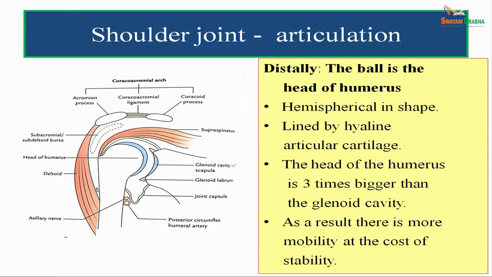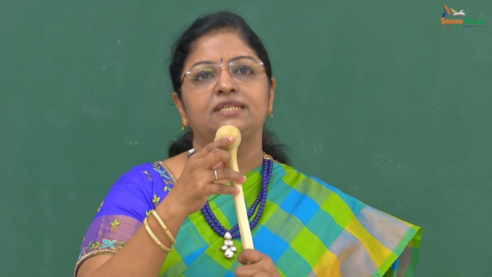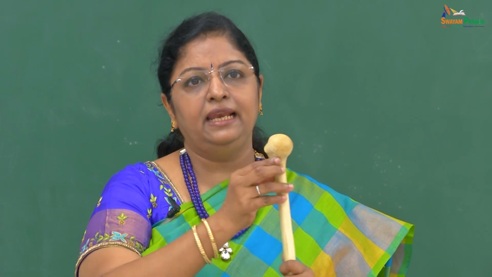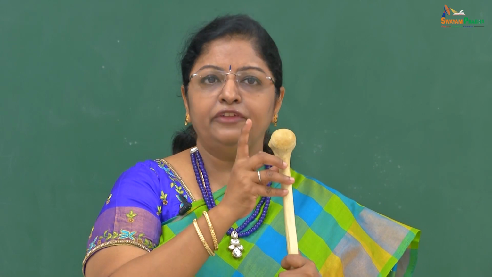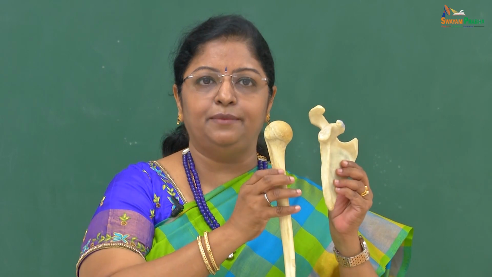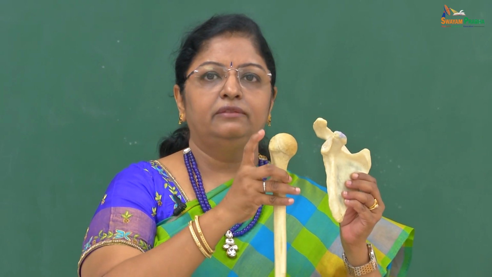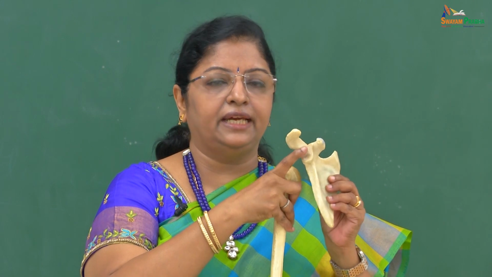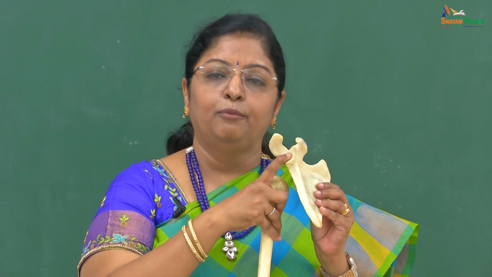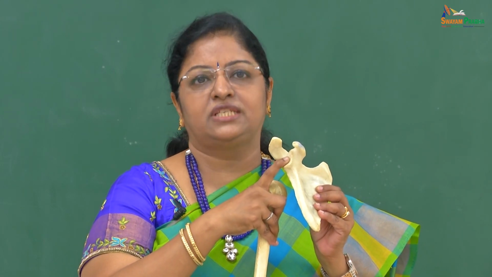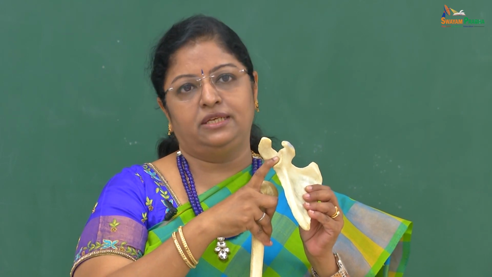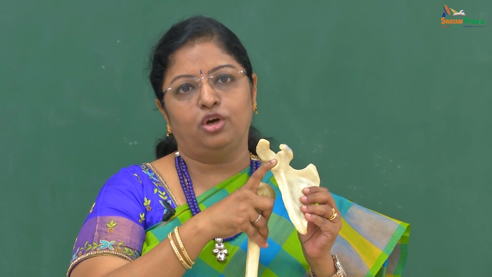Coming to the distal articulating surface, it is the ball, which is nothing but the hemispherical head of the humerus. It is also lined by hyaline articular cartilage. If you compare the head of the humerus with the glenoid cavity, it is roughly 3 times the size of the glenoid cavity. The head of the humerus is 3 times bigger than the glenoid cavity. As a result, the shoulder joint offers more mobility but at the expense of stability. So if you expect more mobility, then you are going to lose your stability. That is a risk or complication of the shoulder joint.